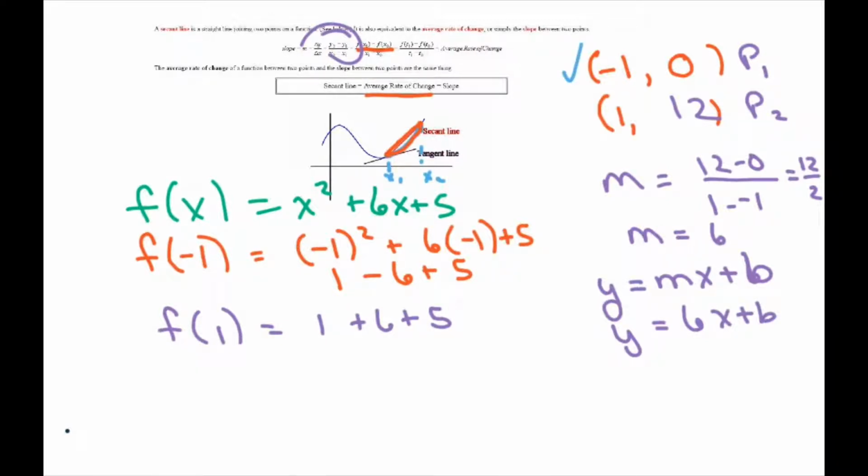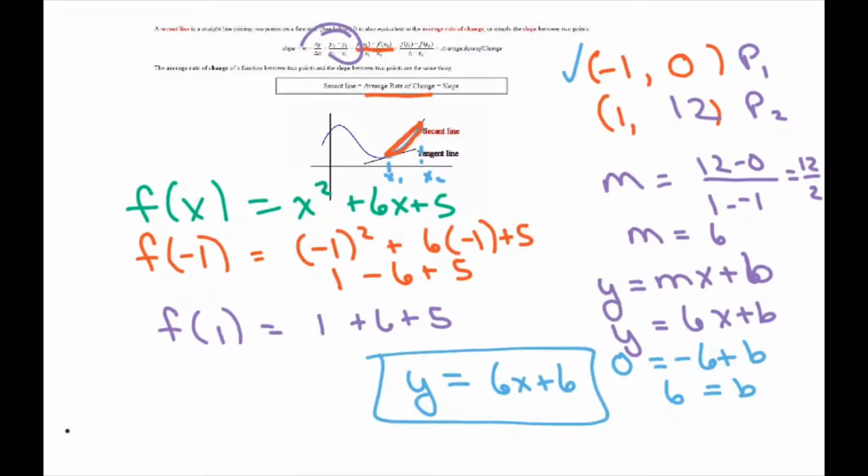Now we're plugging in one of these points. I'll plug in this one. So you get 0 equals -6 plus b. So b is 6. So your equation of your secant line is just 6x plus 6. So if that's all you need, then you're good to go. But I'm going to go ahead and graph these.